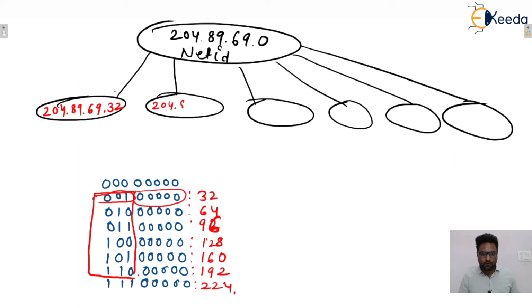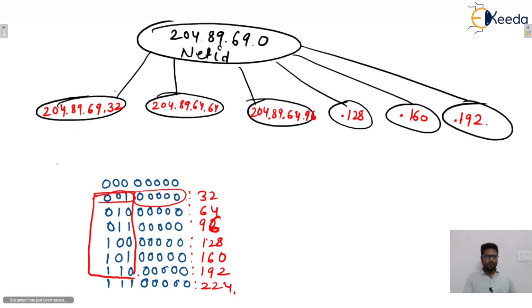So 204.89.69.64, that will be the next subnet. Then 204.89.69.96, that will be the next one. I'm writing only the last octet, that is 128, that is 160. Then we can say 192, isn't it? These are the last octets only. So you can see here, the number of hosts will be how many?